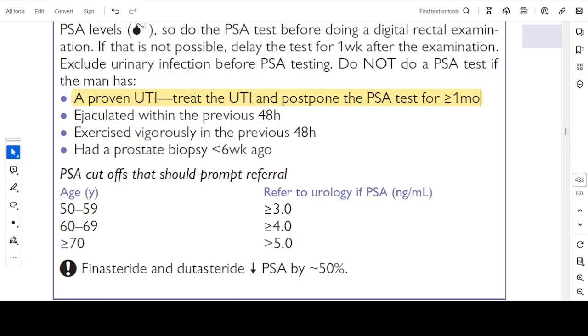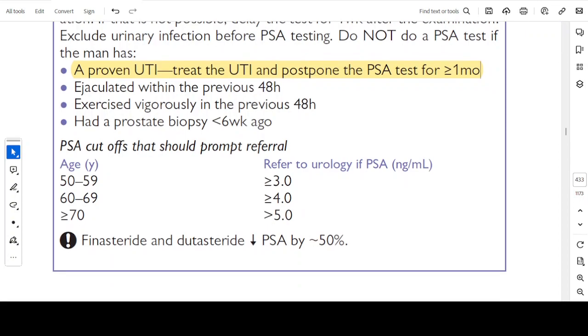Ejaculated within the previous 48 hours, do not do a PSA test. Exercised vigorously in the previous 48 hours, or had a prostate biopsy less than 6 weeks ago, do not do the PSA test.